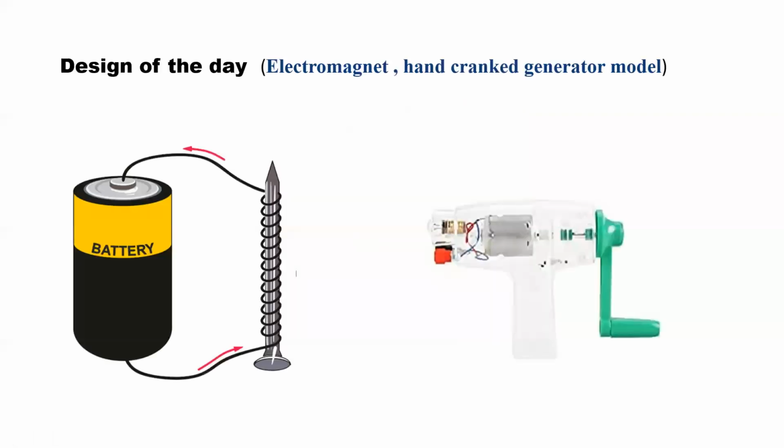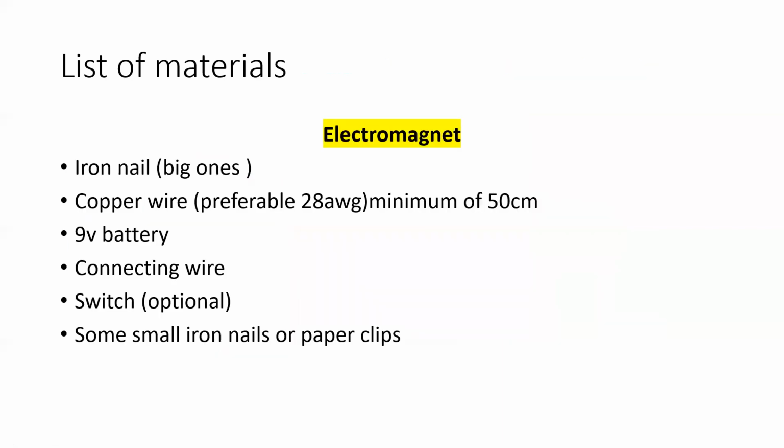Yes. So today we are going to see two designs. That is our design of the day. One is how to make our own electromagnet. The second one is a simple generator model, called a hand cranked generator. So come on. The first one we are going to see is how to make your own electromagnet.